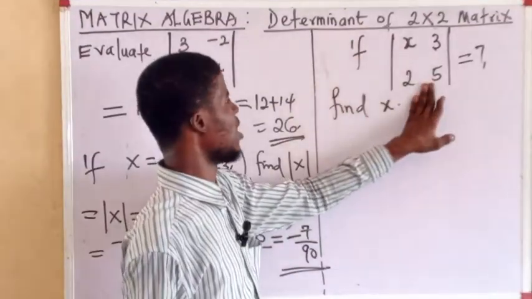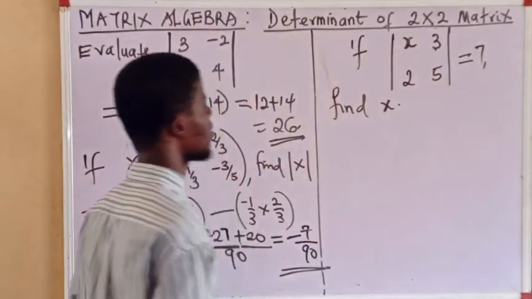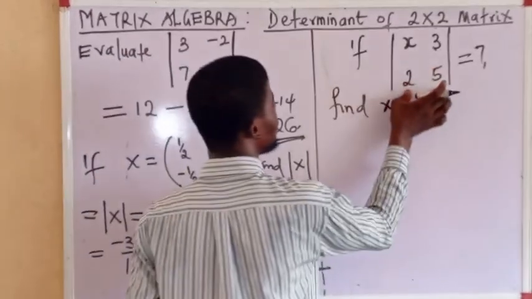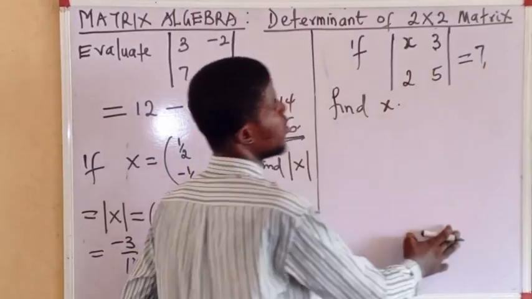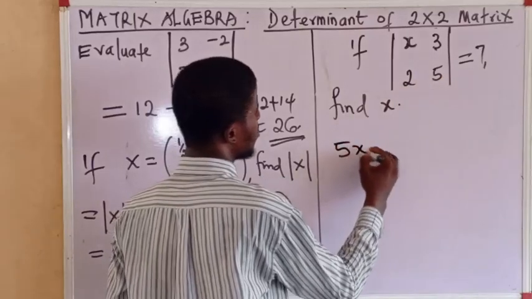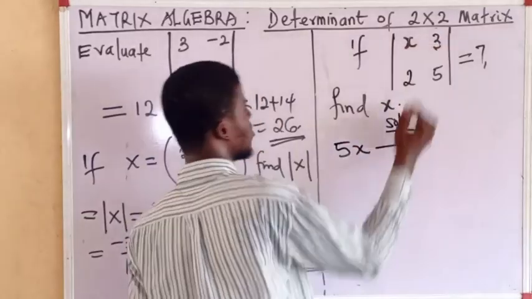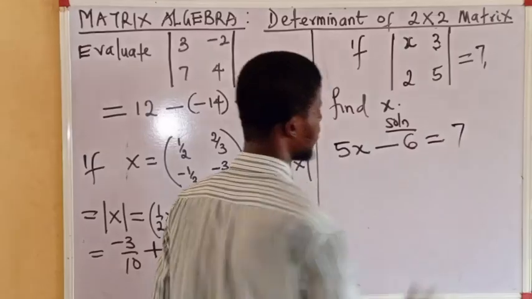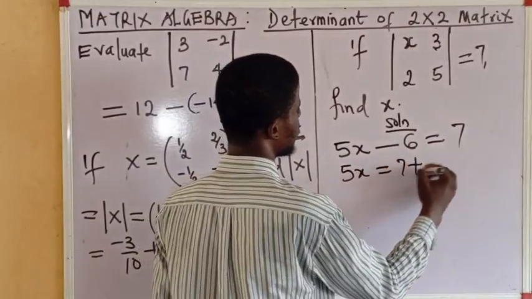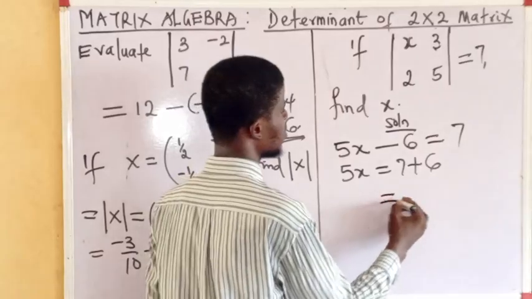If the determinant of this matrix is equal to 7, we have to find the value of x. It's easy to solve, alright? So let's take the determinant of this matrix first and then equate it with 7. x times 5 is 5x, minus 2 times 3 is 6, all equal to 7. So 5x is equal to 7 plus 6, if we collect like terms. And 7 plus 6 is 13.